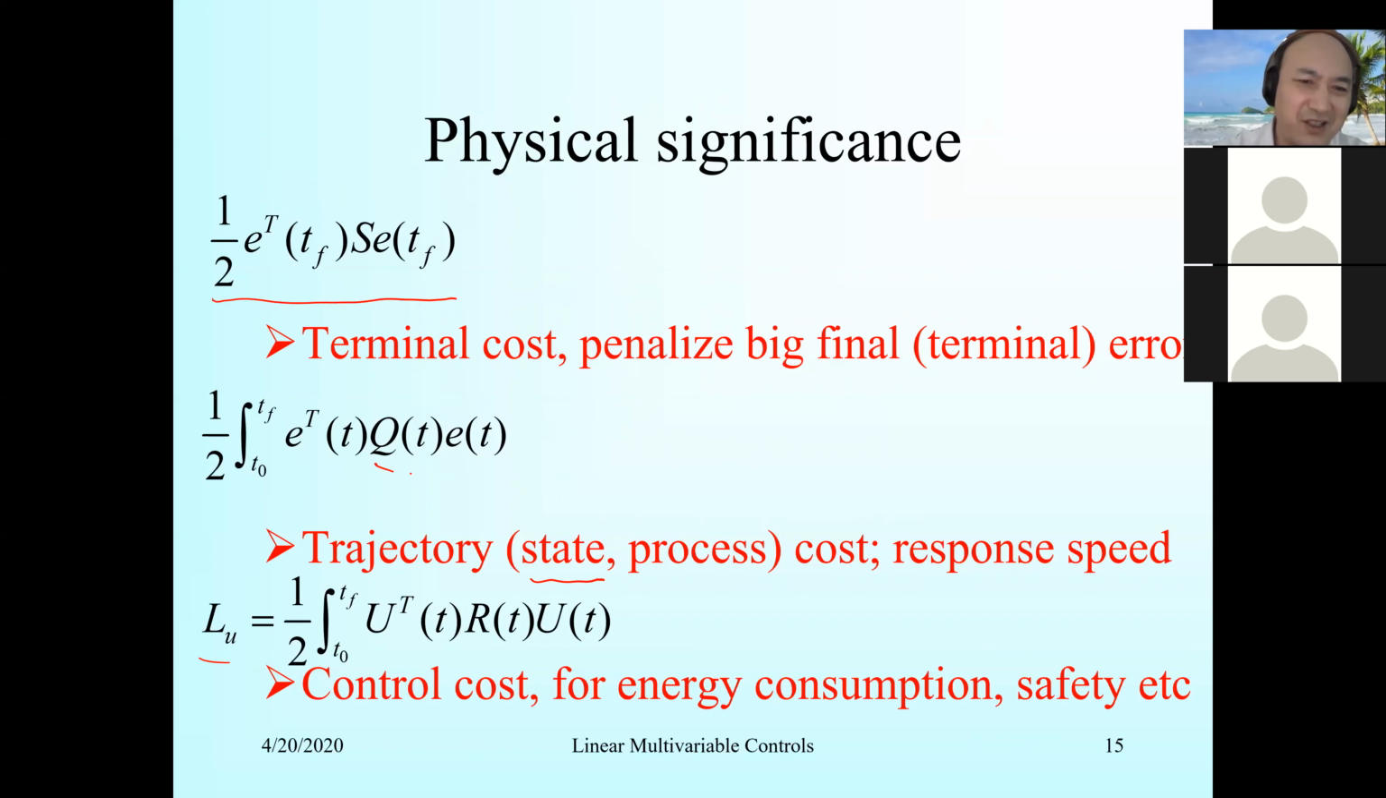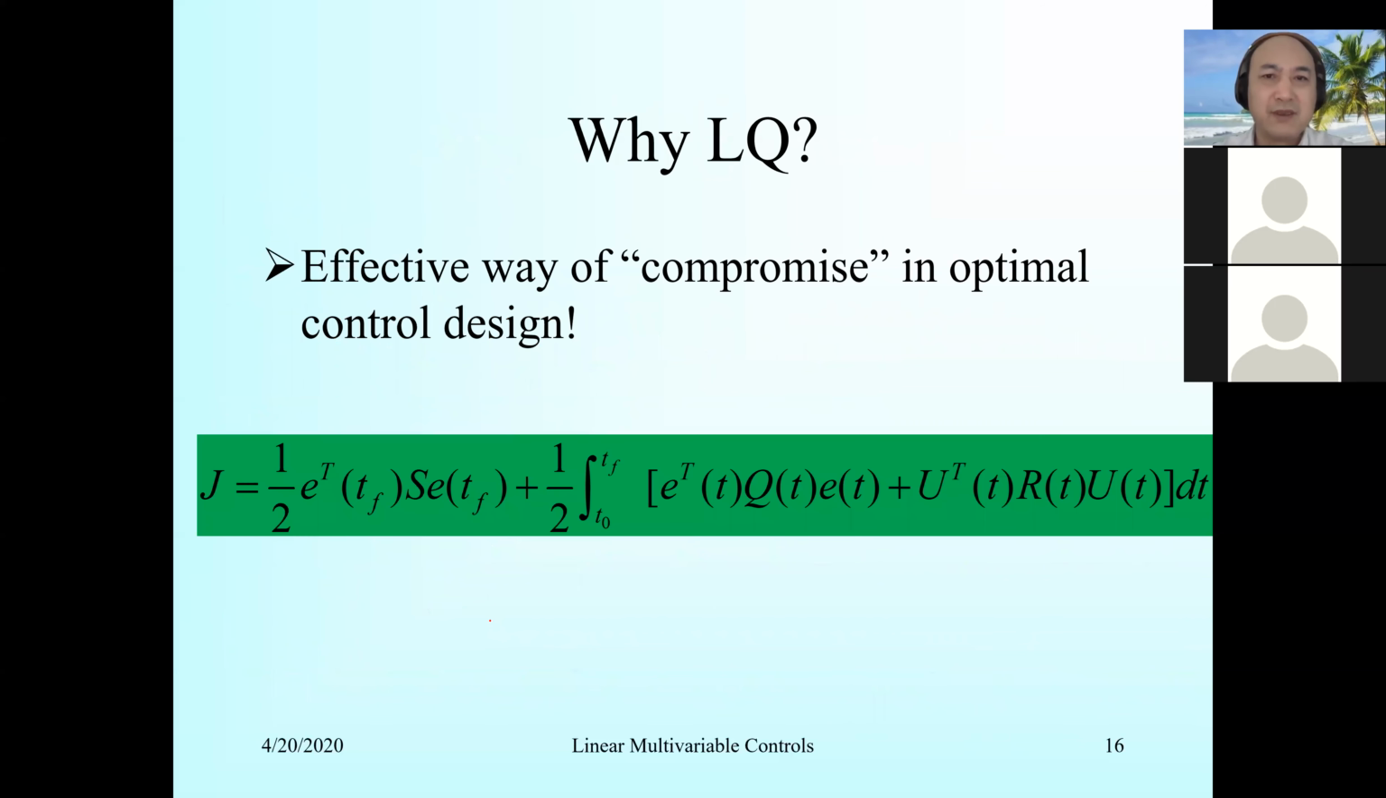The reason I choose the Q and the R here is just by coincidence, okay? You usually use Q as a weighting matrix for error or state. R is a positive definite matrix as a weighting for the control cost, energy. So the question is, why linear quadratic? It's an effective way to compromise. Control is a compromise, right? So there's a compromise in the optimal control design.